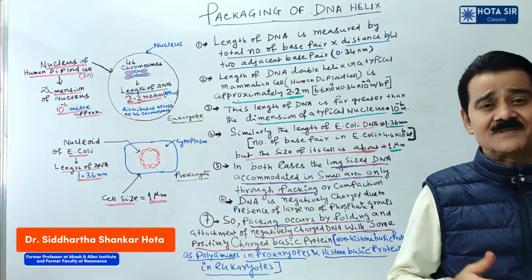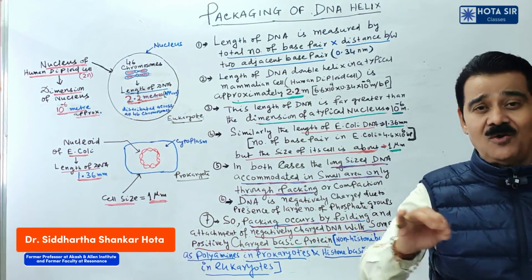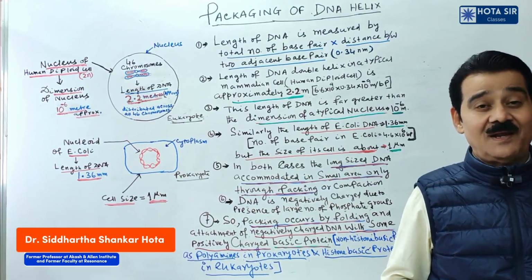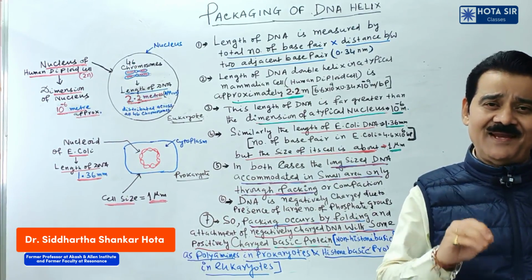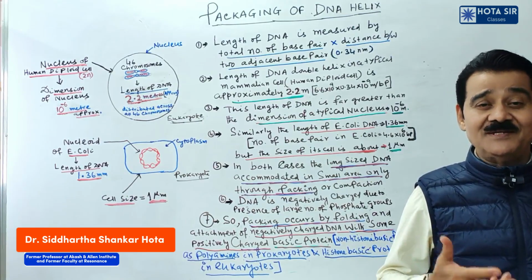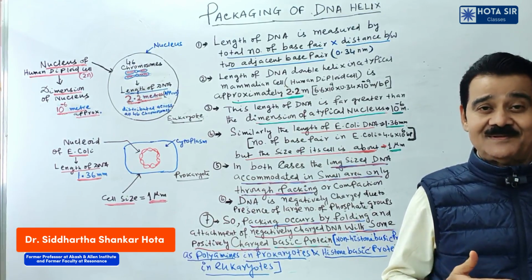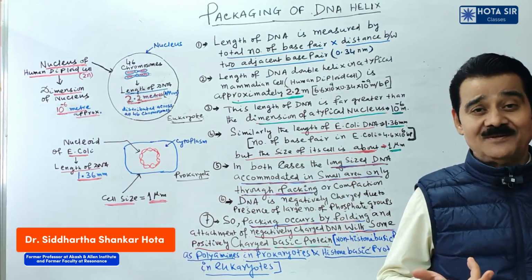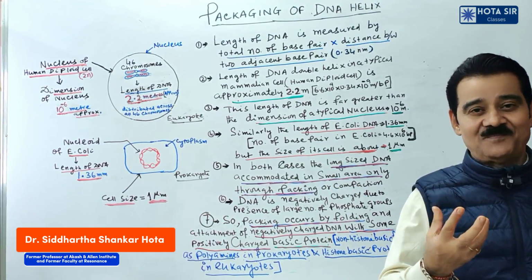Now, from our previous discussion in the class, we know that DNA is a long polymer or chain of deoxyribonucleotides. The length of the DNA is far greater than the size of the area where the DNA is present. Therefore, there is a need of packaging of DNA so that the long sized DNA can be easily accommodated or incorporated in the small sized area of the cell.